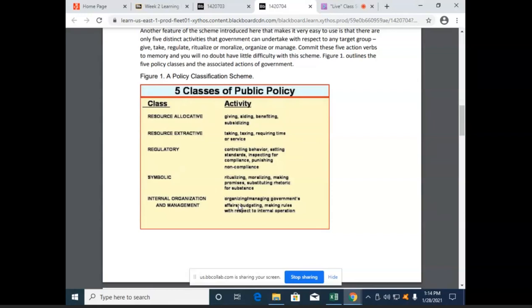In order to classify policy under this scheme, you have to be able to identify two things: the who and the what. Who is the primary target group? And what is government doing to the primary target group, or for the primary target group, or with respect to the primary target group?